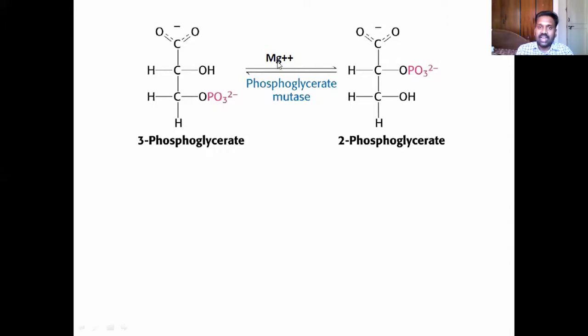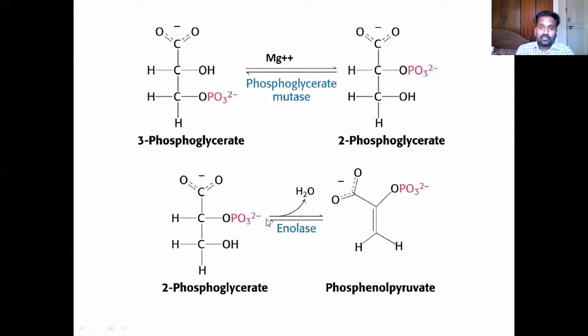The enzyme mutase, and Mg2+ is involved. See, whenever there is a phosphate group involved in a reaction, always Mg2+ is the cofactor. Whether it is ATP, kinases, wherever a phosphate group is involved in the reaction, Mg2+ comes into the picture. So the kinases should always be accompanied by Mg2+.